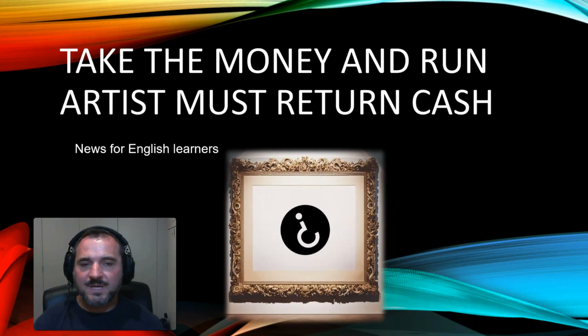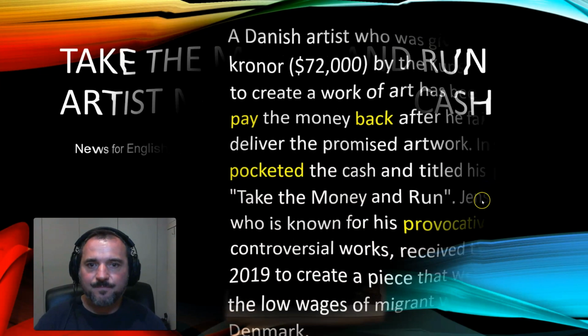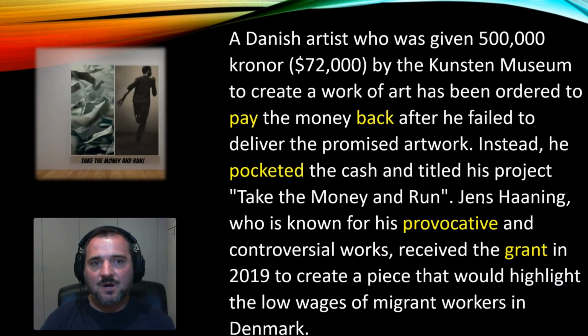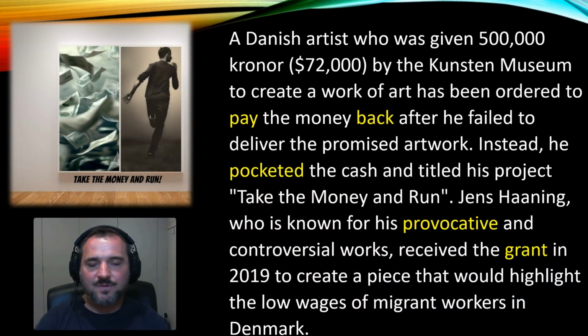So let's begin with the first paragraph. A Danish artist who was given 500,000 kroner, about $72,000 by the Kunstmuseum, to create a work of art has been ordered to pay the money back after he failed to deliver the promised artwork. Instead, he pocketed the cash and titled his project, "Take the Money and Run."